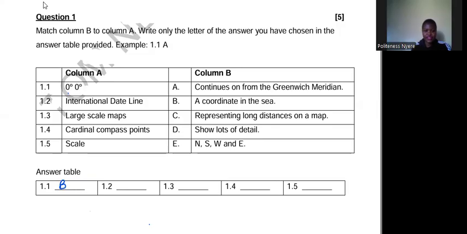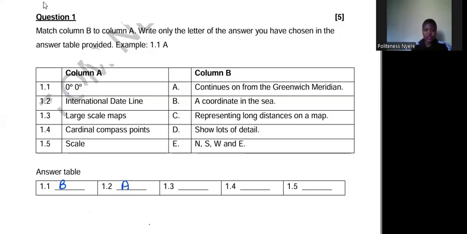Okay, international dateline. So we go back to: continues from the Greenwich Meridian. We know the Greenwich Meridian is the most important line of longitude, which is the 0 degrees. So the line that continues from the Greenwich Meridian is what we refer to as the international dateline. So our answer is A.